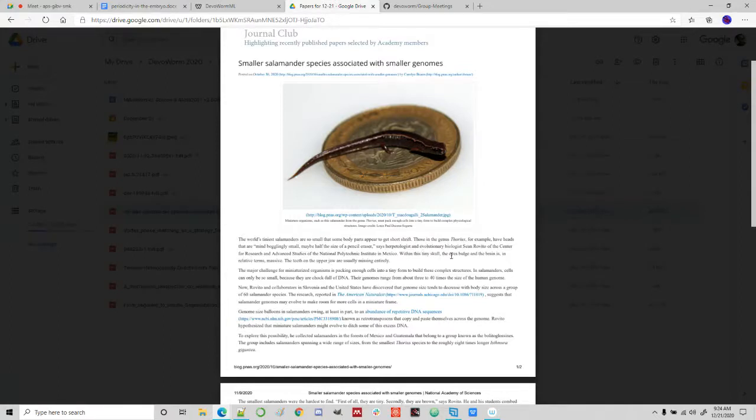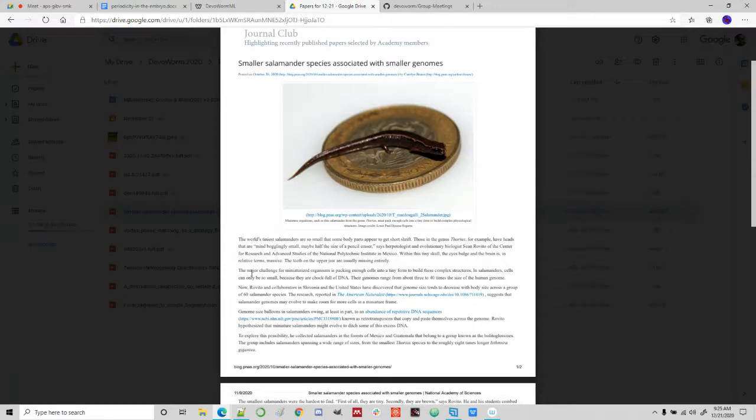Within this tiny skull, the eyes bulge and the brain is, in relative terms, massive. The teeth in the upper jaw are usually missing entirely. So one way they solve this small size of their body is that there are trade-offs. The brain can't shrink down beyond a minimal size, maybe not smaller than that. So if your body size is getting even smaller, how do you make room for that? Apparently there are some changes with respect to the eyes and the teeth.